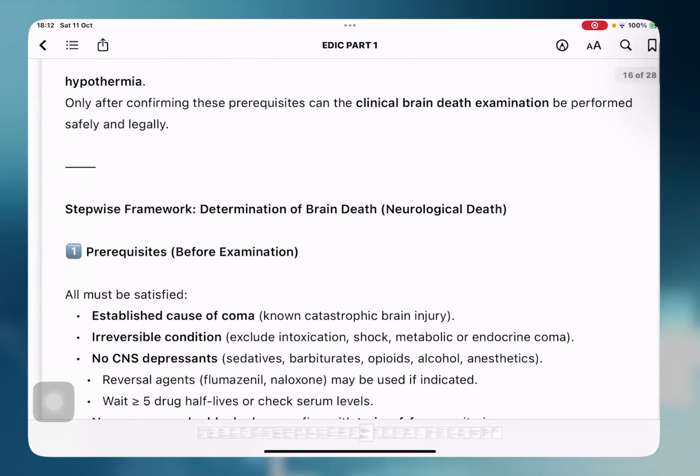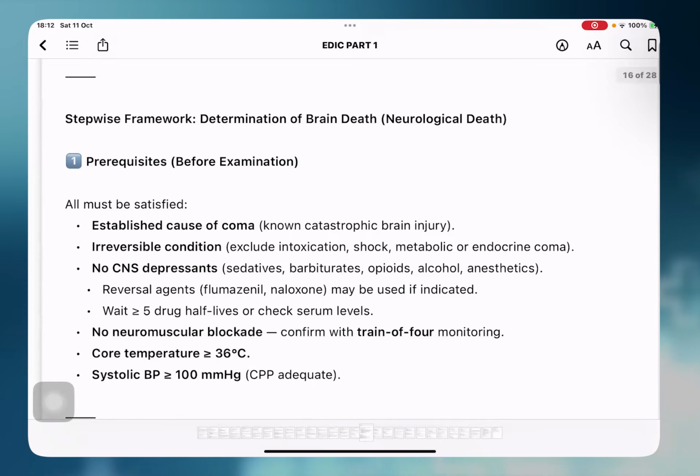Prerequisites before examination: number one, all must be satisfied in this criteria. Established cause of coma, known catastrophic brain injury, irreversible condition, excluding any intoxication, shock, metabolic or endocrine coma. No CNS depressants, sedatives, barbiturates, opioids, alcohol; reversal agents like flumazenil may be used if indicated. No neuromuscular blockade should have been going. Confirm with train-of-four monitoring. Core temperature has to be 36 degrees or more. Systolic BP has to be more than 100.